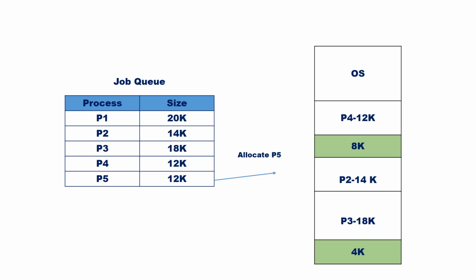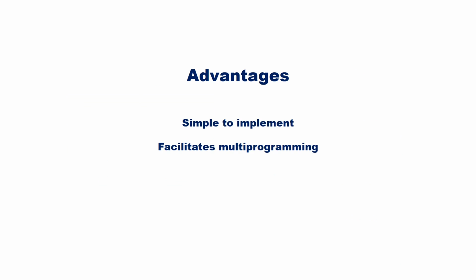Now, total 12K is free. However, we cannot allocate memory for P5 since the memory available is not contiguous. P5 has to wait till contiguous 12K of memory is available. Advantages of variable partitioning are simple to implement and it facilitates multi-programming. No internal fragmentation as partitions are created dynamically and each process is loaded into a partition of exactly the same size as that process.